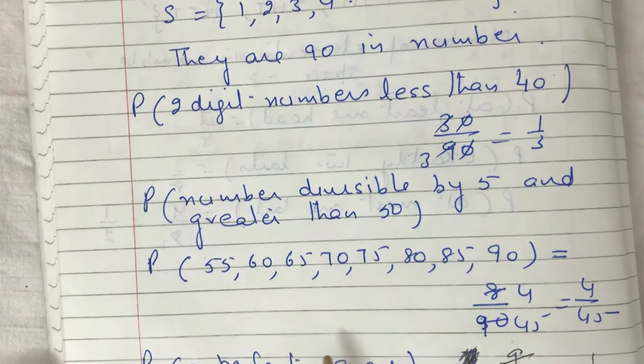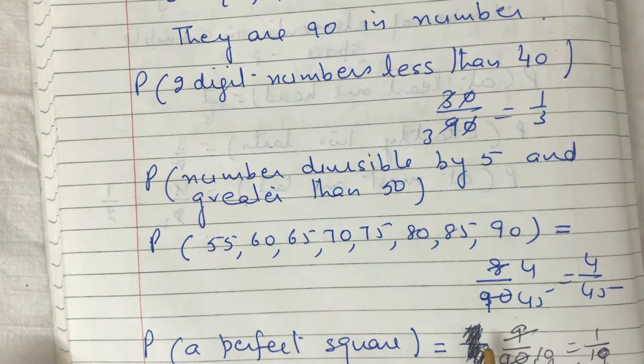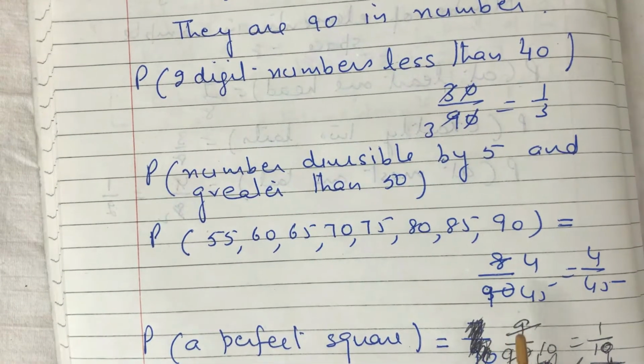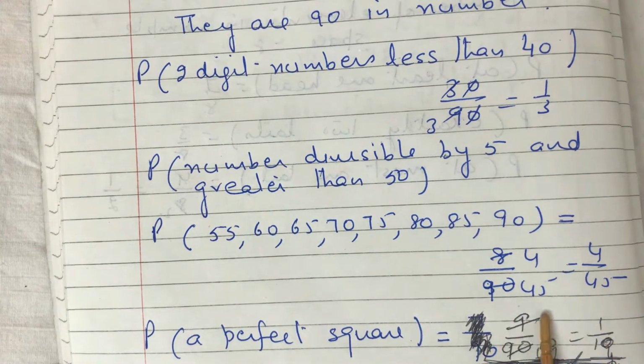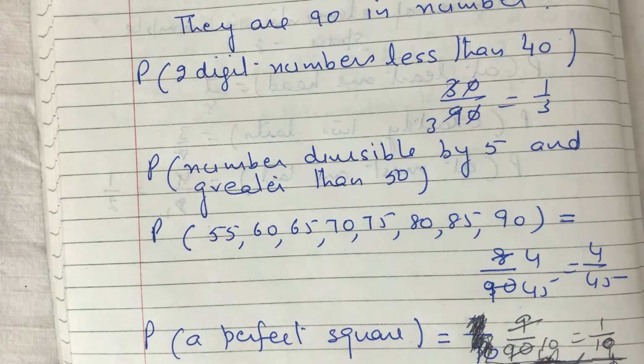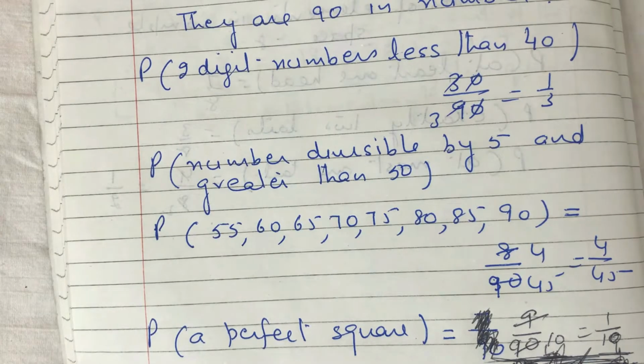And the last one is probability of perfect square. They are 9 in number. So, probability is 9 by 90, that is equal to 1 by 10. What are those 9 numbers? 1, 4, 9, 16, 25, 36, 49, 64, 81. So, they are 9 in number. And the probability is 9 by 90, that is 1 by 10.